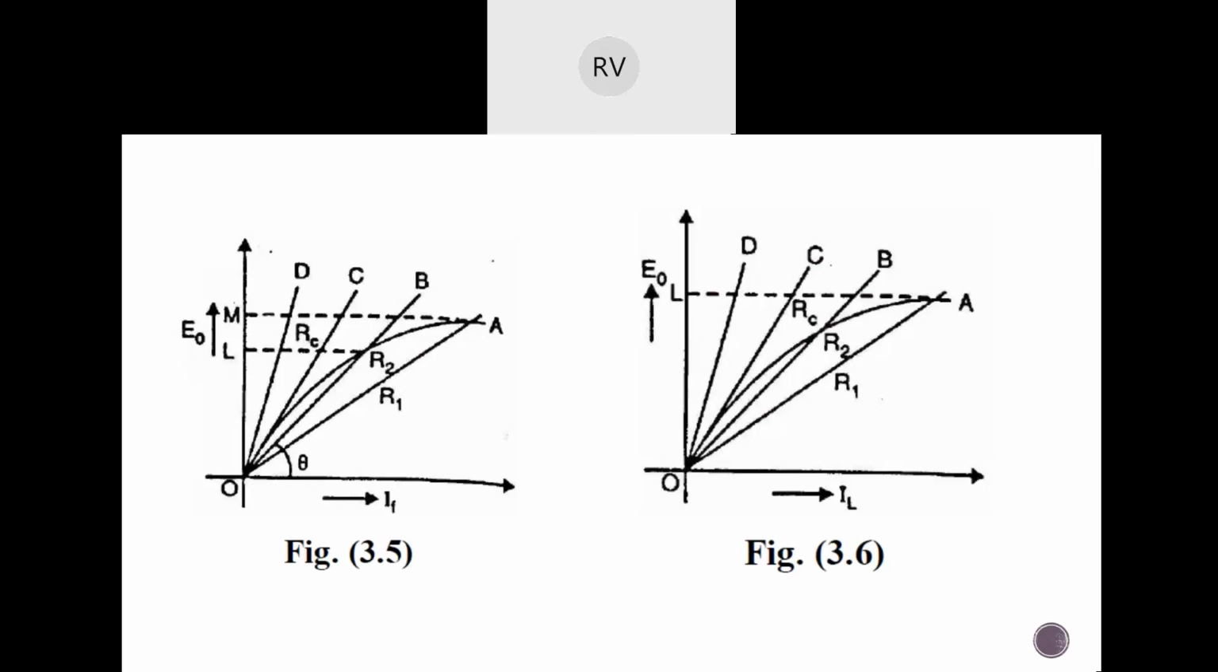Now in this case, if you see, the OC line is only touching the curve at one point, right? Only at this point it is touching. So this will be your critical field, or the critical resistance, right?